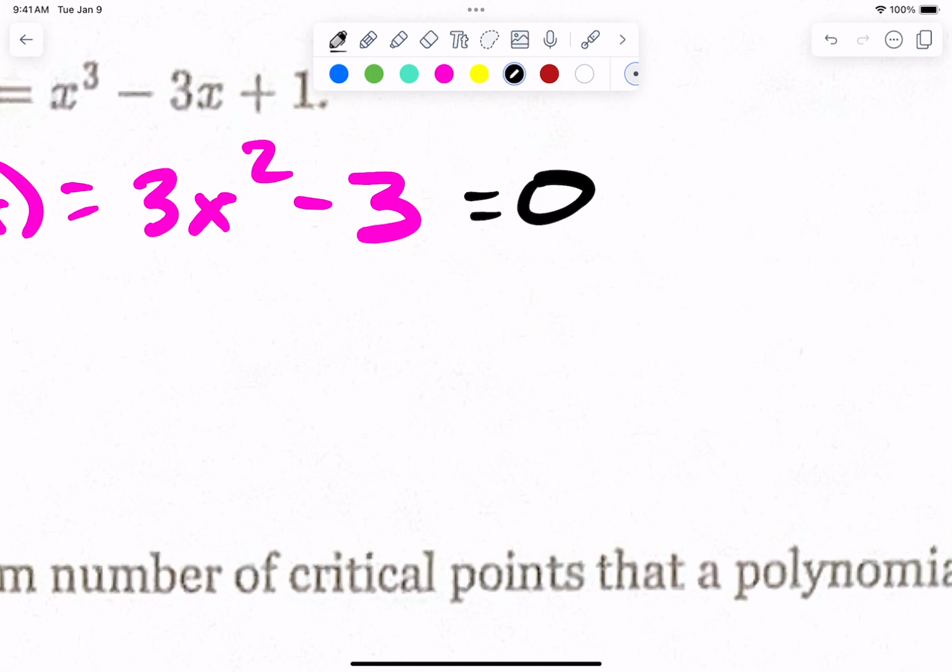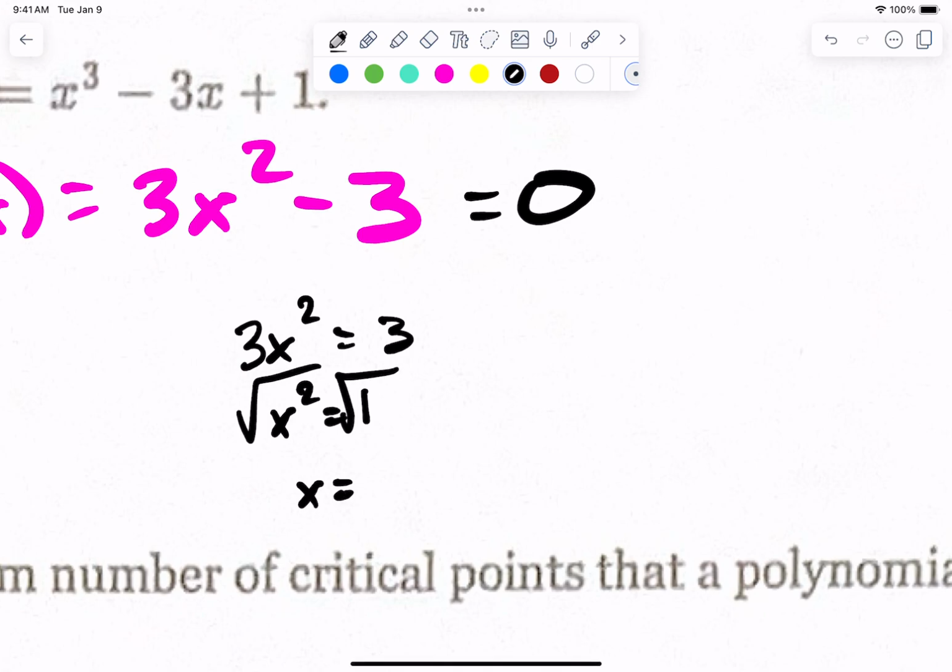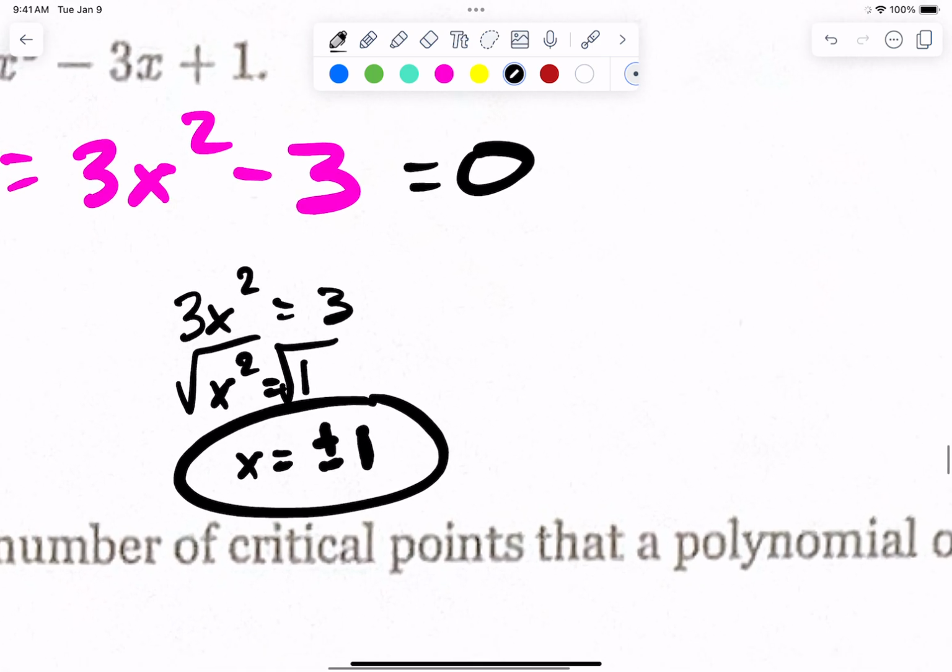Okay. What should we do first? Oh, we gotta find the derivative. We found the derivative: 3x squared minus 3. So 3x squared minus 3 equals 0. Let's bump the 3 over: plus 3. 3x squared equals 3, divided by 3, and take the square root. x squared equals 1, and the square root of 1 is plus or minus 1. So I have two critical numbers, which are at plus or minus 1.